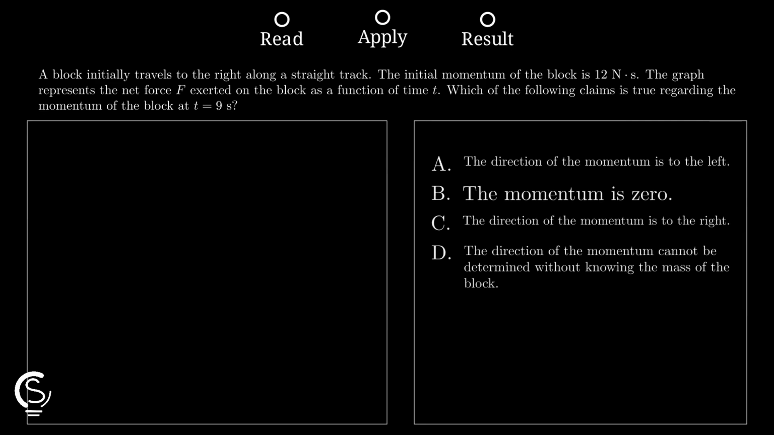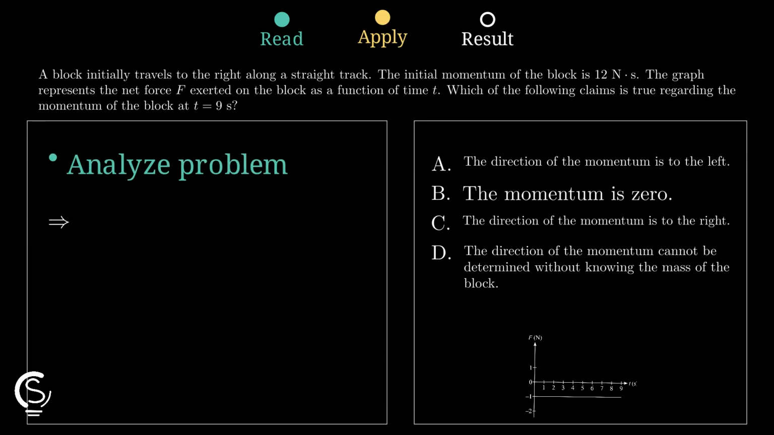Okay, start with what is given. The block's initial momentum is 12 Newton-seconds to the right, so we begin positive and only need the force-time graph's total signed area. That signed area is the impulse, and impulse equals change in momentum.